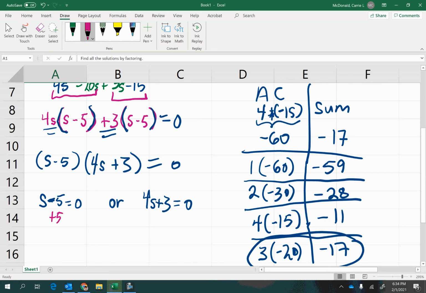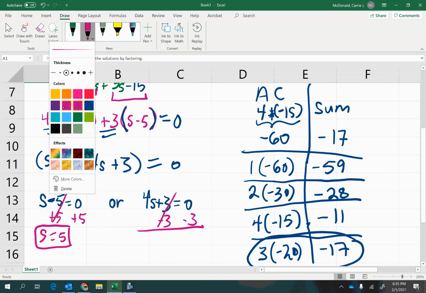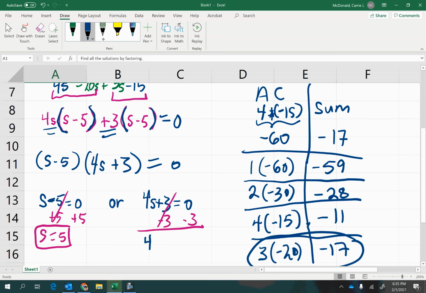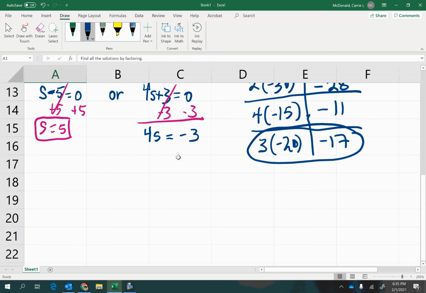From the first one, we'll add 5 to both sides and get s equals 5 as one solution. And then we can subtract 3 from both sides on this side, and that will give us 4s equals negative 3. And then divide 4 on both sides. So that gives me 4 into 4 equals 1. 1 times s is s. So then I get s equals negative 3/4.